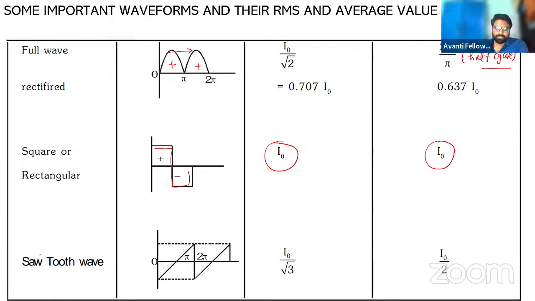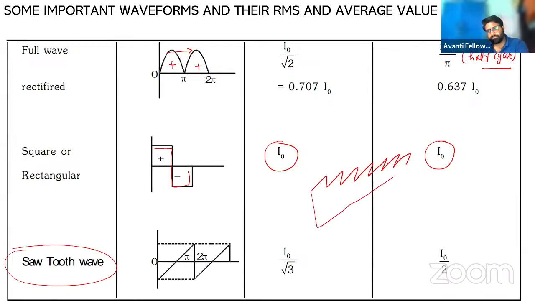This is a pattern. The next pattern is the sawtooth wave. This sawtooth wave is nothing but, if you have seen a hacksaw, it is like this. I have drawn it inverted. So this is a kind of hacksaw tooth. This pattern looks similar to the teeth of a hacksaw, so that is why we call it a sawtooth wave. The RMS value of this is I naught by root 3 and the average value is I naught by 2. Okay, you can note it down.